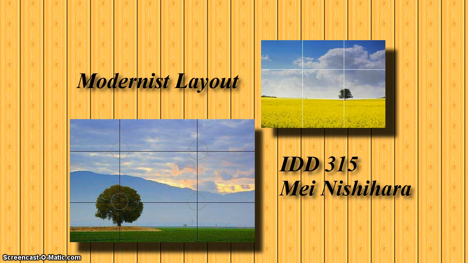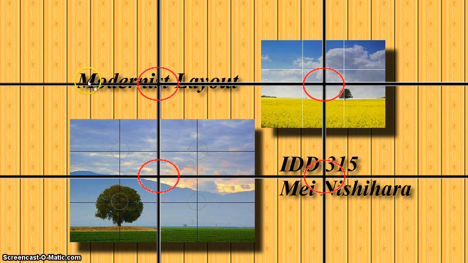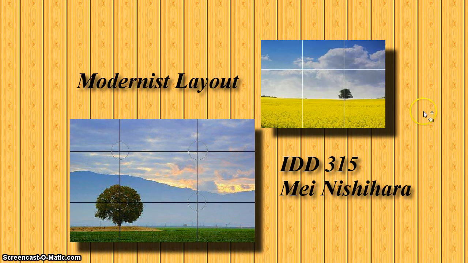If you can see it, the words Modernist Layout are on the intersection. The pictures are on the intersection. This picture is on the intersection, and then the word over here is also on the intersection. So it really balances out, and I think it really looks nice.